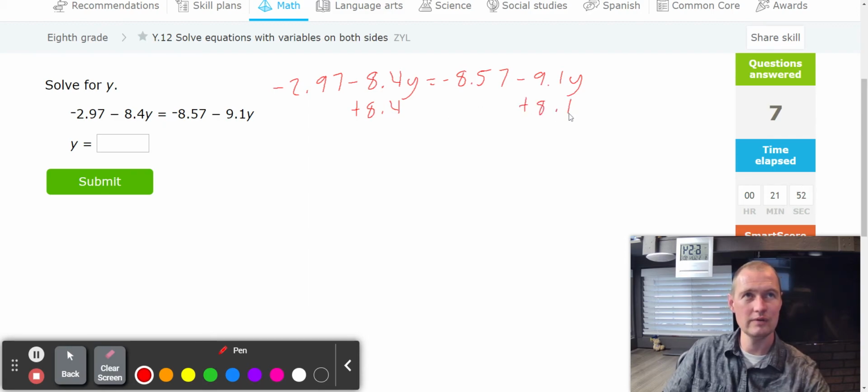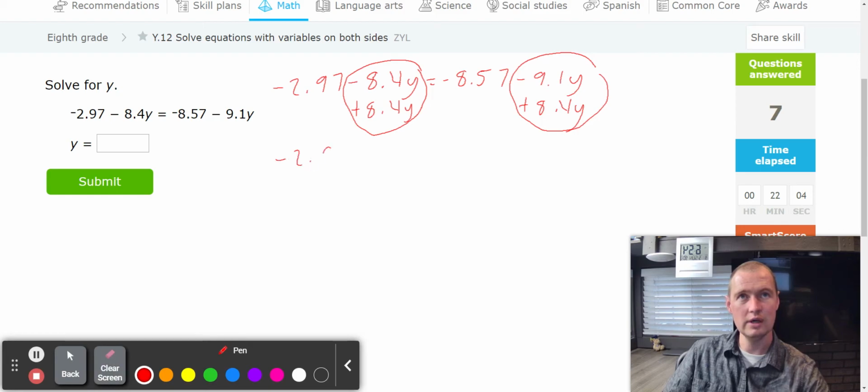Plus 8.4y. Notice I'm keeping the y's with the y's. So our constants, we didn't touch them. We're just going to bring them down. So we got negative 2.97. Opposites cancel out, equals negative 8.57.